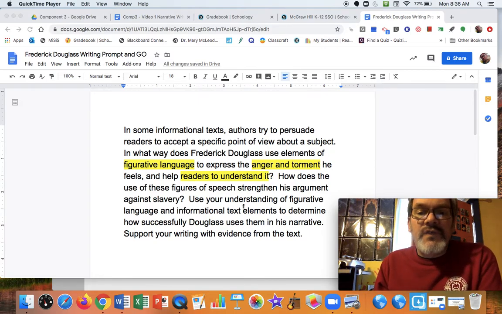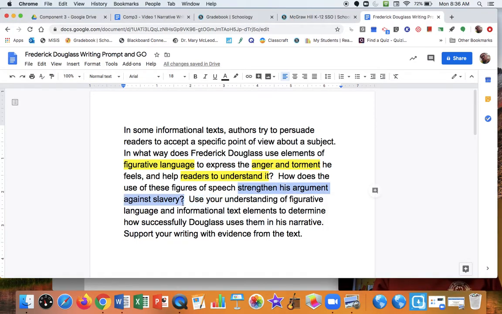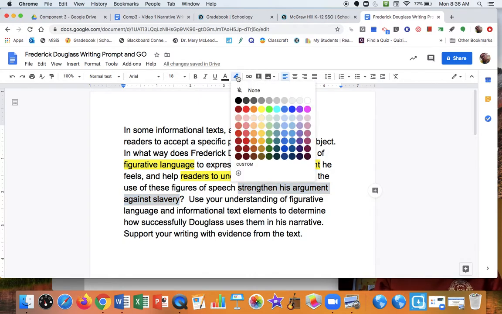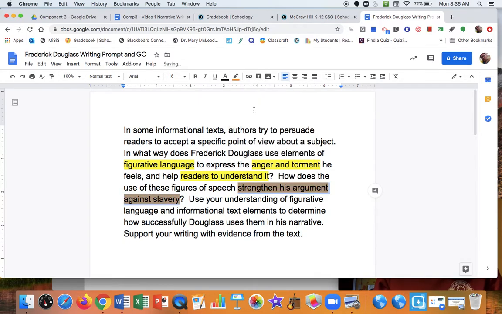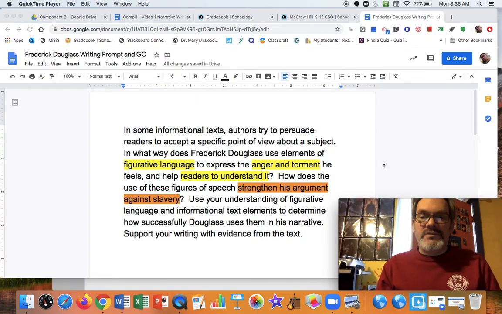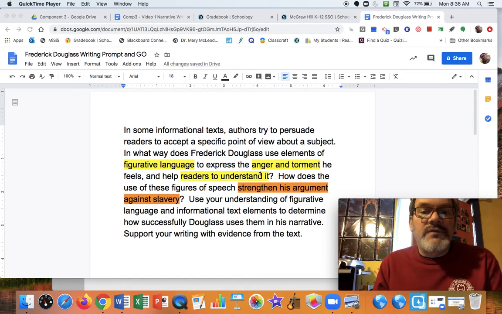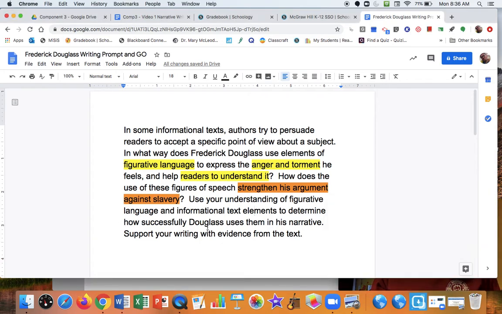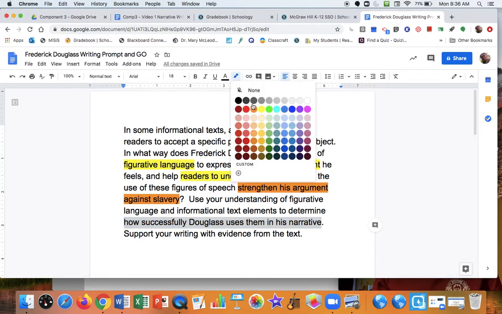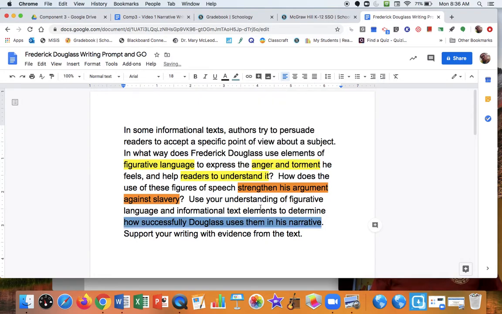How does the use of this figurative language strengthen his argument against slavery? So this is definitely something we have to address. I'm going to put that as another color since that's another item that we have to address. And then use your understanding of figurative language and informational text elements to determine how successfully Douglass uses them in the narrative. And I'm going to put that as the third color.